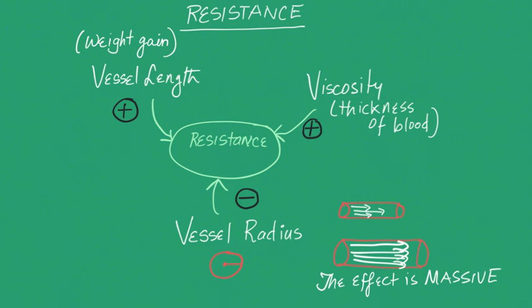So let's review this real quick. Vessel length often has to do with weight gain. When a person gains weight, the length of the arterioles increases, thereby increasing the resistance. Viscosity is determined by platelet count and RBC count. And so when those things change or increase, it increases viscosity and increases resistance. Vessel radius becomes an issue when the arteries become somewhat blocked or partially blocked or fully blocked.